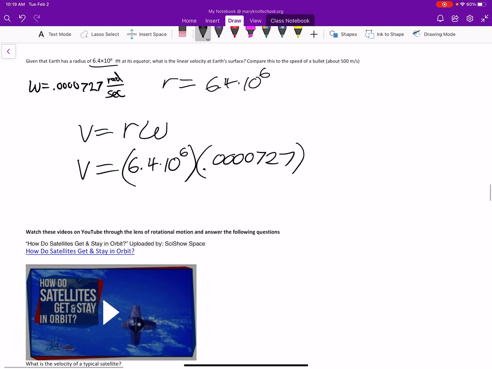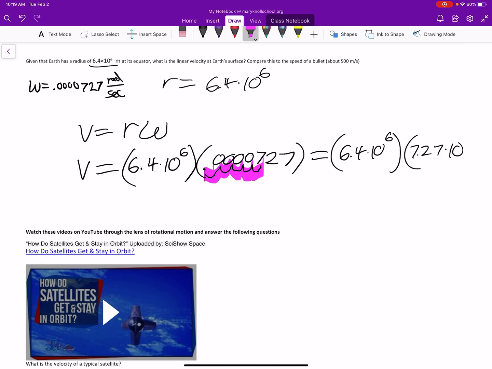So we want to move this decimal place over 1, 2, 3, 4, let's say 5 times. So 6.4 times 10 to the 6th multiplied by 7.27 times 10. How many times did we move it? 1, 2, 3, 4, 5. So since this is such a small number, it's 10 to the negative 5.